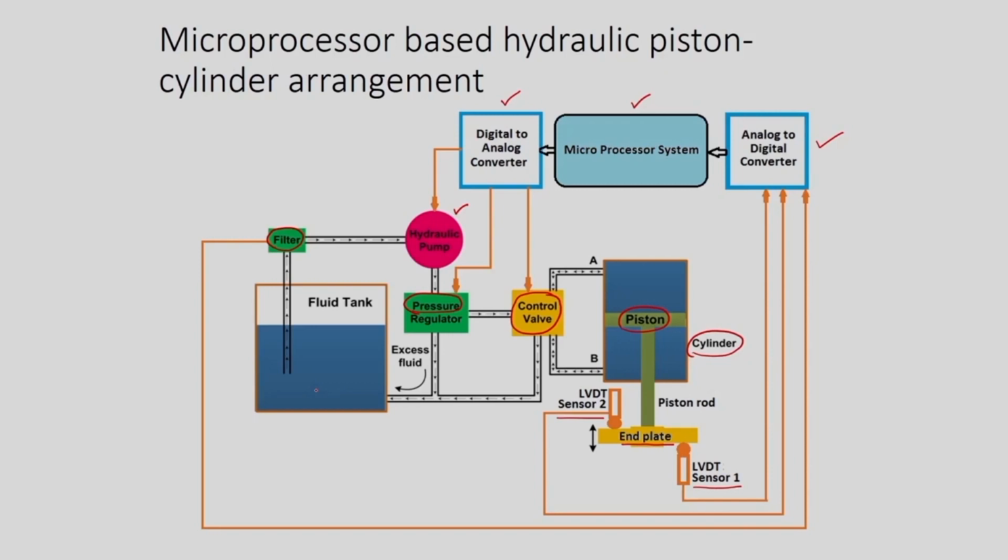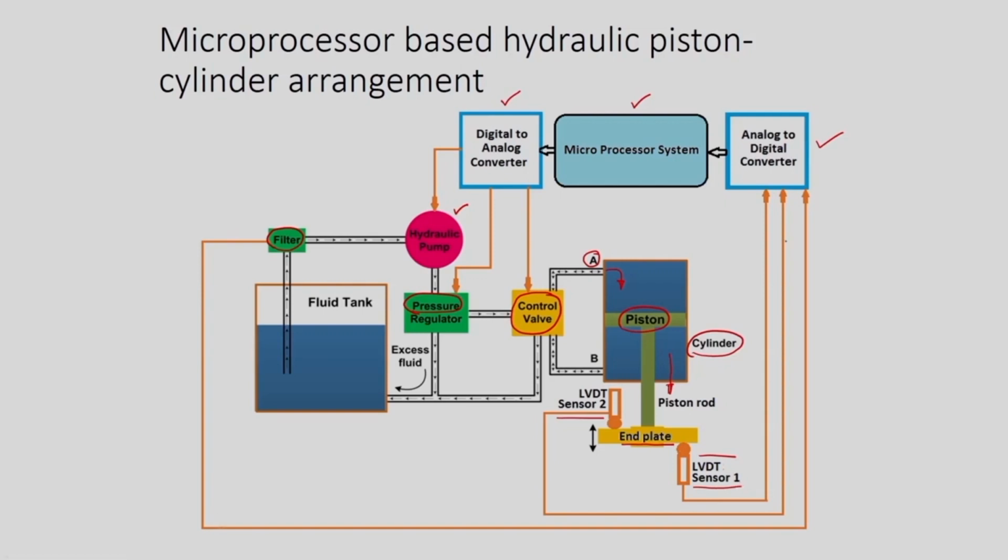Now, you can see how the microprocessor may operate the piston cylinder arrangement. For the extension, the microprocessor will give the signal to the hydraulic pump to pump the pressurized fluid at port A. As pressurized fluid comes through port A, the piston will move away, it will come out, the cylinder will extend and that will be sensed by the LVDT sensor 1. LVDT is in direct contact with the end plate.